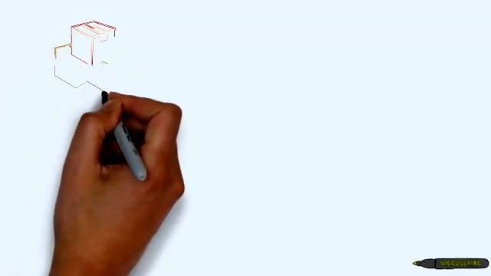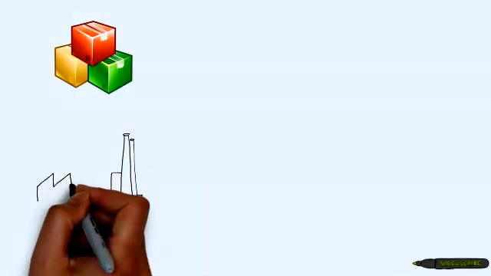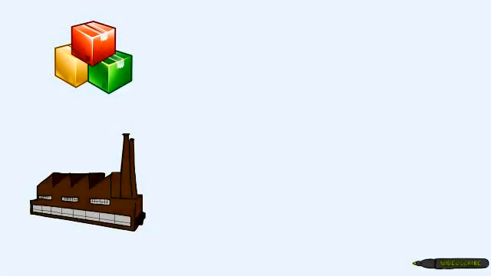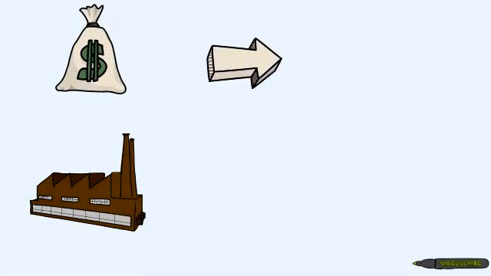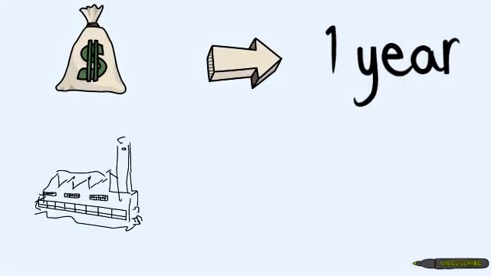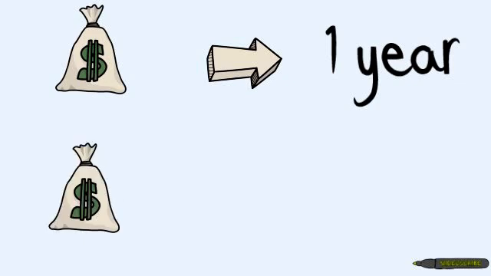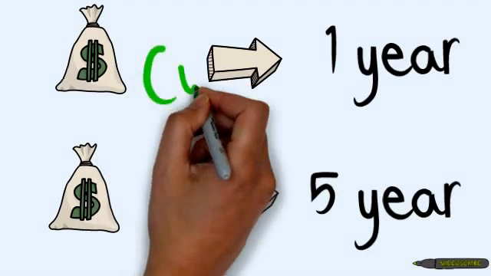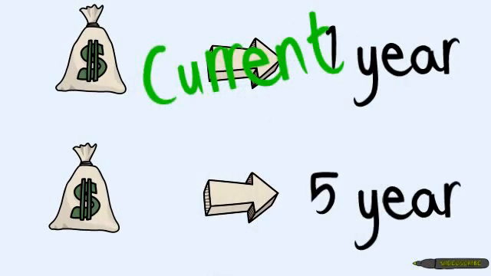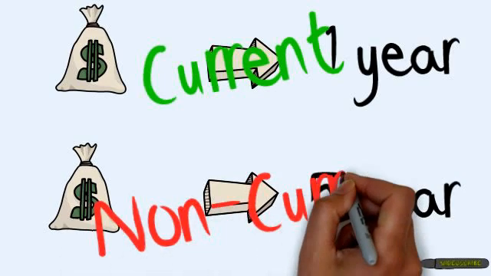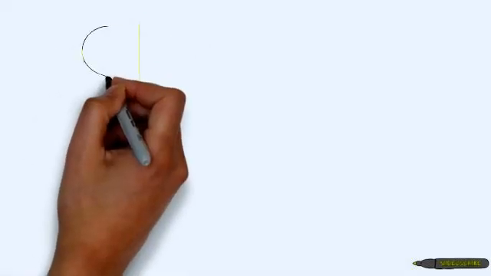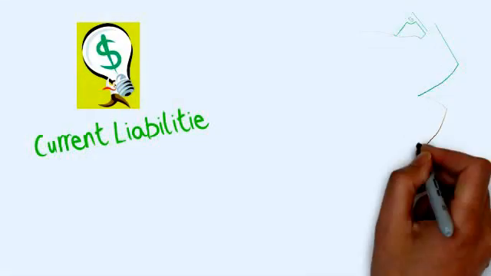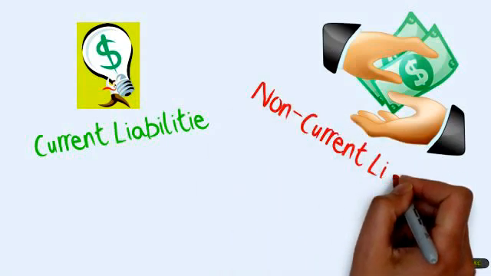Now let's see how this actually works. Here is some inventory, and here is a building. Let's see how long it takes to convert these assets to cash. Well, there we go. The inventory took less than a year, and the building took over 5 years. Thus, the inventory is categorized as current, and the building as non-current. This same principle is applied to liabilities, such as electricity is considered current, whilst a bank loan is considered a non-current liability.